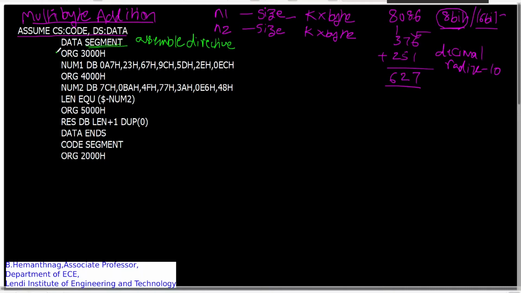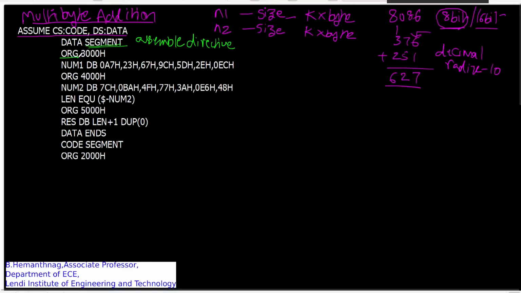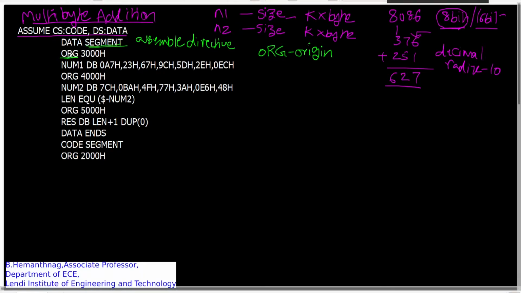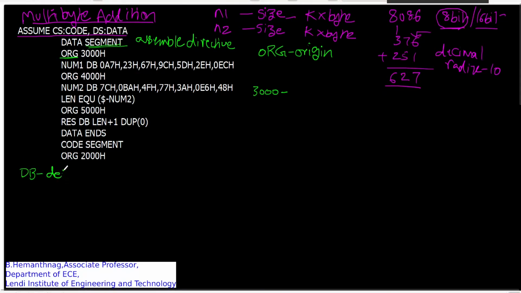To set a new offset address we use the org directive. Org stands for origin directive. This sets the new offset address to be 3000H. At this new 3000H offset address, I have declared the label NUM1, which is defining elements in the size of bytes. DB in this context stands for define byte.